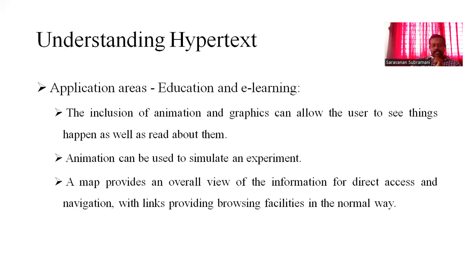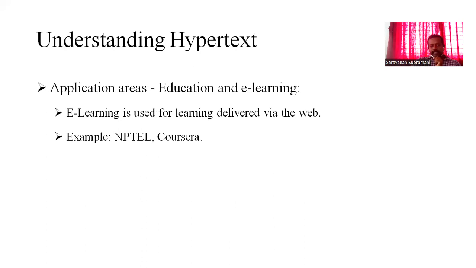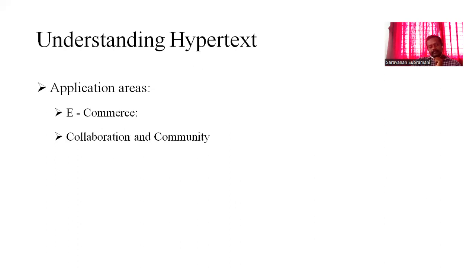So in education and e-learning activity, the inclusion of animation and graphics can allow the users to see things happen as well as read about them. Animation can be used to simulate experiments, and it also provides an overall view of the information, which is most probably useful for their studies. E-learning is learning delivered on the web. Examples are NPTEL, Coursera, and Udemy.